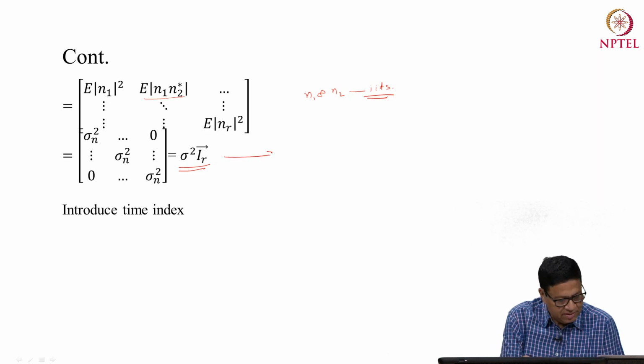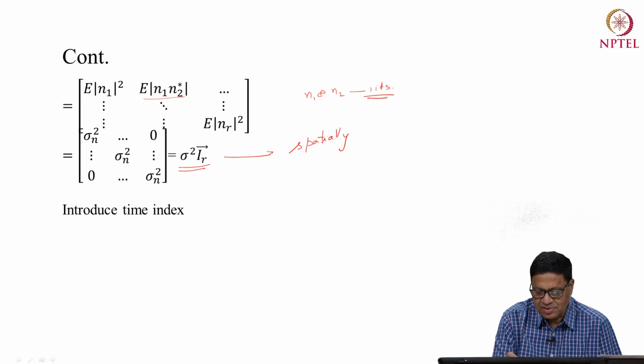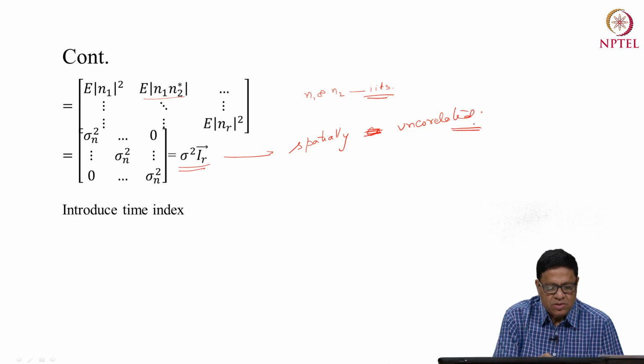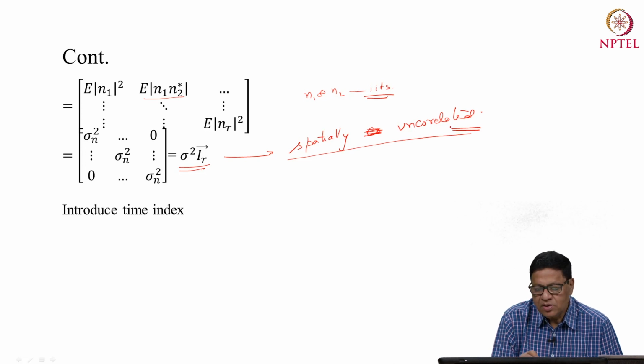So this actually tells me that the noise components are spatially uncorrelated, because we are currently only talking about the space dimension. Because it has only the diagonal components, the noise across the receiver antennas is uncorrelated. So noise is spatially uncorrelated.